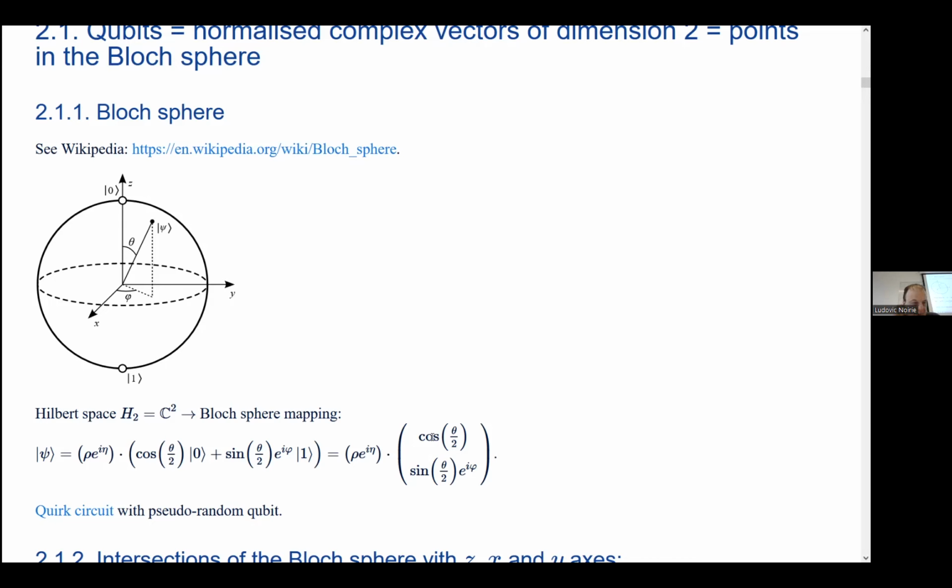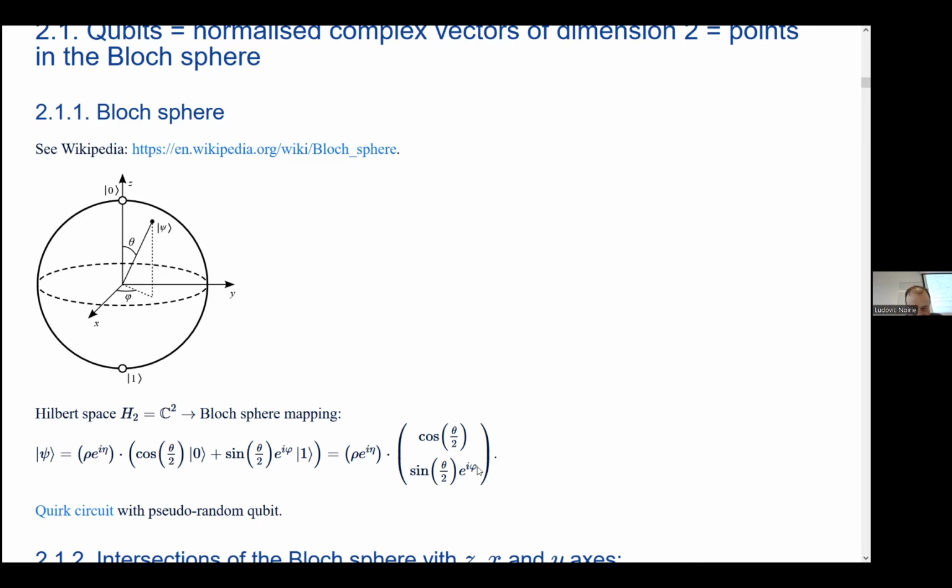And because of the normalization, it's a number between 0 and 1, so it can be written as cosine of theta divided by 2. Because of the normalization to 1, the other coordinate is the sine of theta divided by 2, but there is a dephasing that is possible, which can be written as exponential i phi. So this is the general representation of a vector in the Hilbert space.